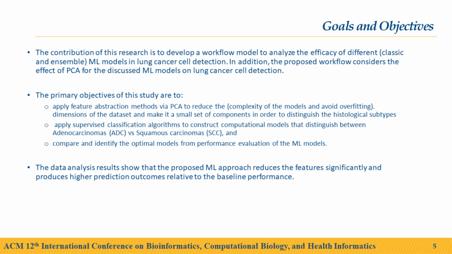This slide outlines the three primary objectives of our study. First, we aim to apply principal component analysis, PCA, to reduce the dimensionality of the RNA-Seq dataset. By transforming over 22,000 gene features into a smaller set of principal components, we sought to decrease model complexity, mitigate overfitting, and improve computational efficiency, all while retaining the essential biological variance needed to distinguish between adenocarcinoma and squamous cell carcinoma.